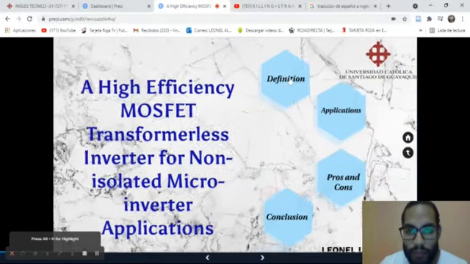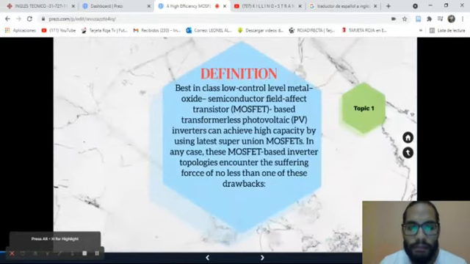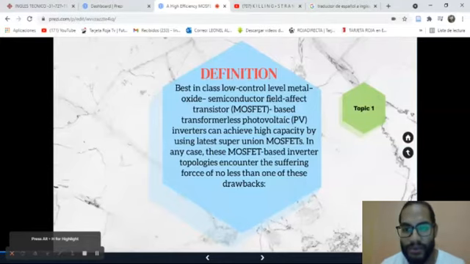Definition. Based on metal oxide semiconductor field effect transistor (MOSFET) basis, transformerless photovoltaic (PV) inverters can achieve high efficiency by using the latest MOSFETs. In any case, these MOSFET-based inverter topologies encounter the superimposition of at least one of these drawbacks.